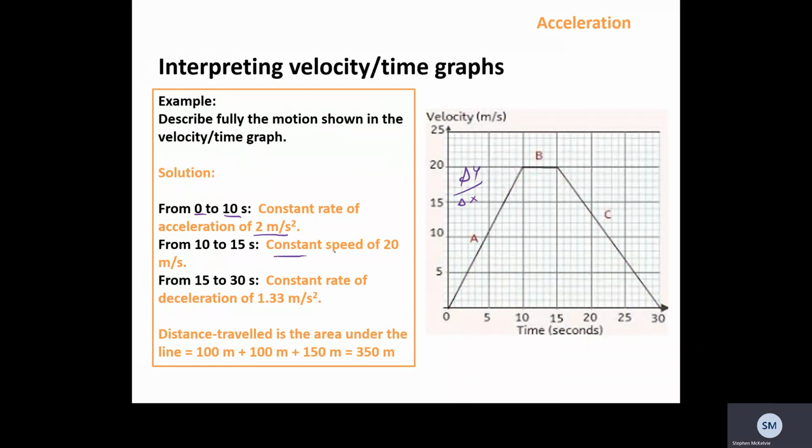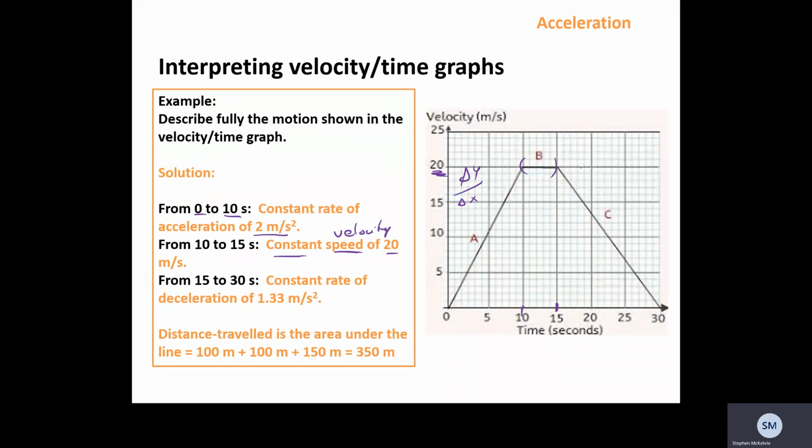10 to 15, I would say velocity here, personally. But at this point here, B is staying at 20 meters per second for the time between 10 and 15 seconds. So it's going at constant speed at 20 meters per second.